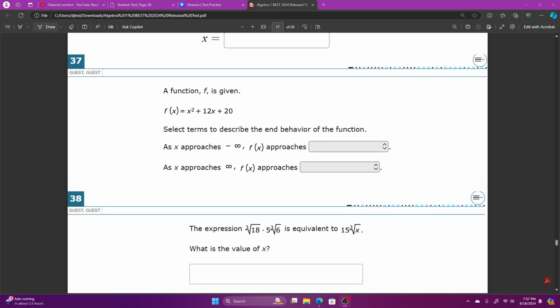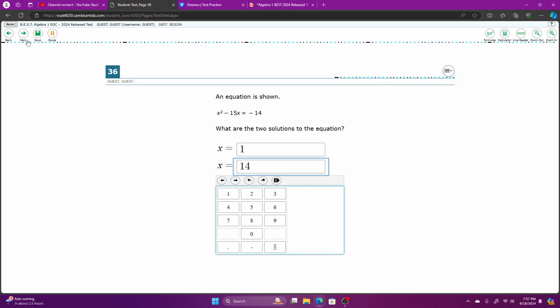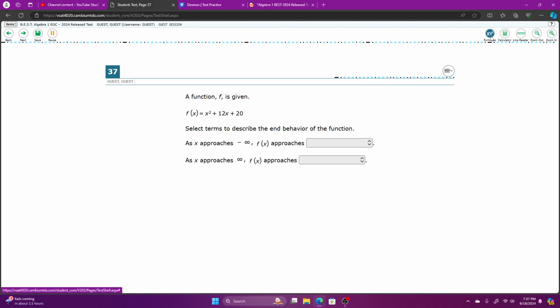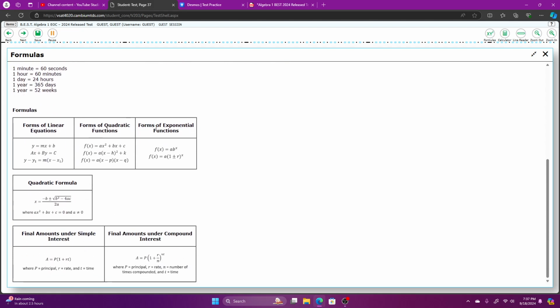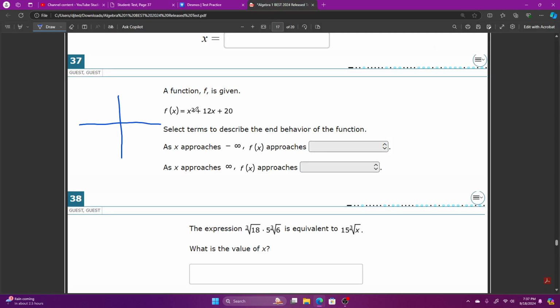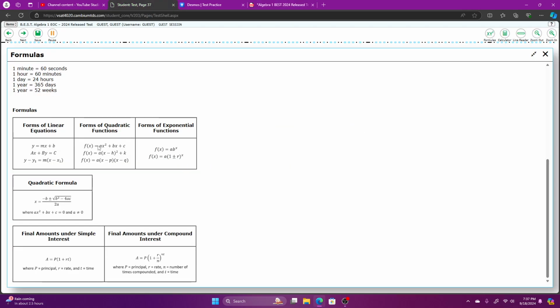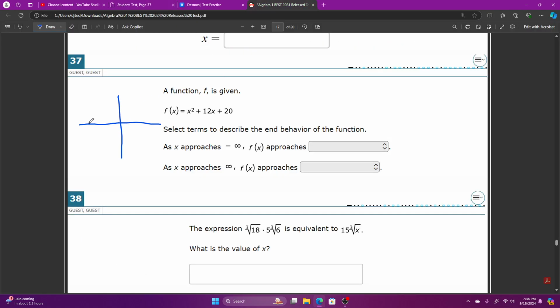So when we look at this graph, you can look at your reference sheet over here for number 37. And we can see the form that this is written in. Ax squared plus bx plus c is our standard form of a quadratic function. So what does a quadratic function look like? It looks like an n or a u. This 20 would be your y-intercept.